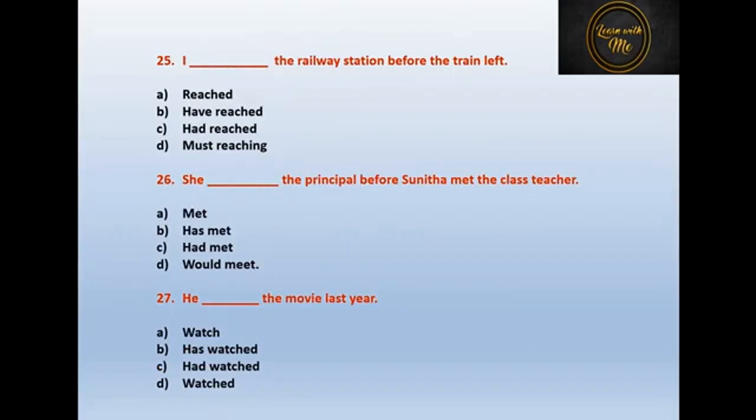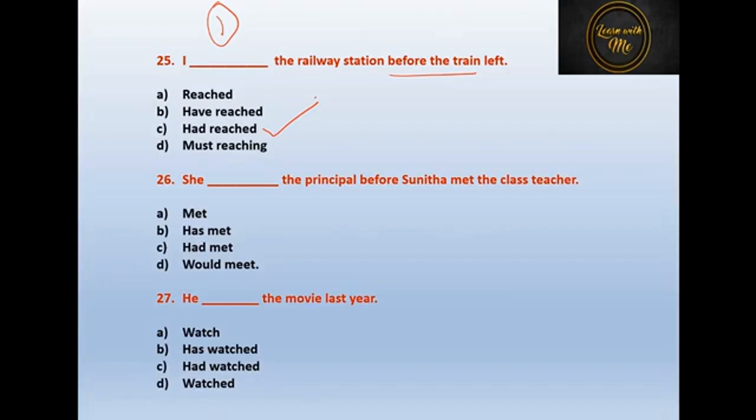Question number 25. I blank the railway station before the train left. Before the train left. That means the first past action is completed before the second past action began in the past. So here option C is correct. This is in past perfect tense. I had reached the railway station before the train left.